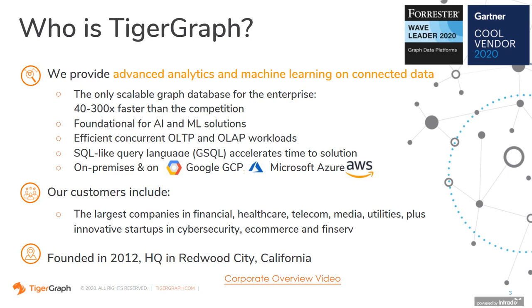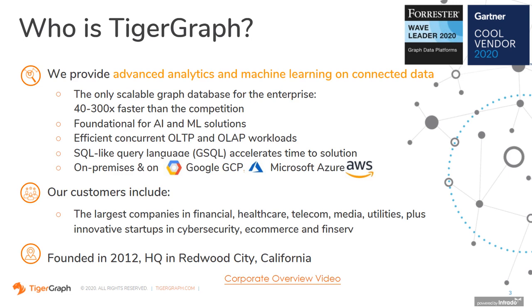So a graph database, like other databases, is for storing and querying data, but the data is organized in a way that it really highlights the connections between things. And as a benchmark performance, we are about 40 to 300 times faster than our competitors on several key measures. And this capability to both handle a lot of data and to do analytical workloads is foundational for AI and machine learning solutions. We can handle both OLTP, transactional, and OLAP, analytical workloads.